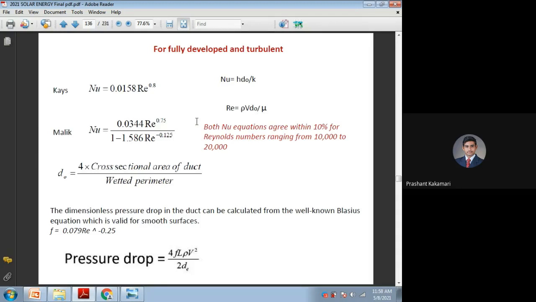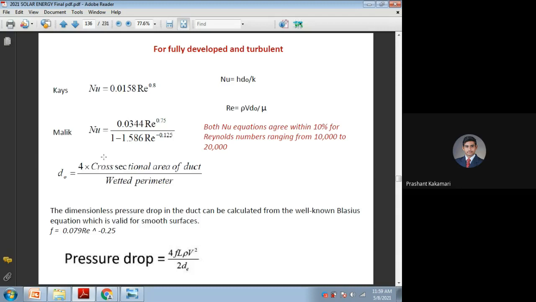So coming to another equation for the turbulency, that is given by Malik, that is 0.0344 Re raised to 0.75 divided by 1 minus 1.586 Re raised to minus 0.125. In many cases, the given equations will be found in the data handbooks, or else in the question itself the different parameters as well as the correlations can be given in the problem. So using those correlations, you can solve the problems.